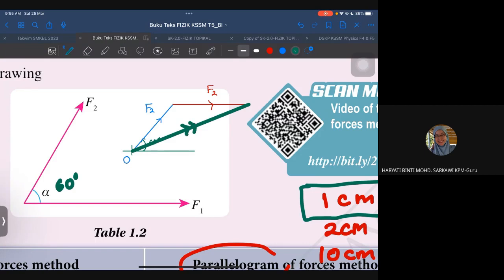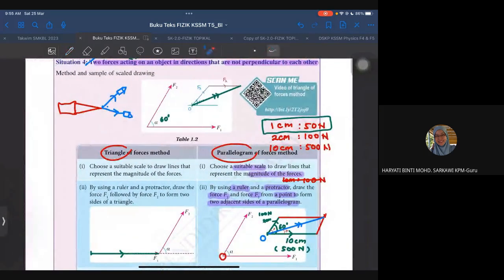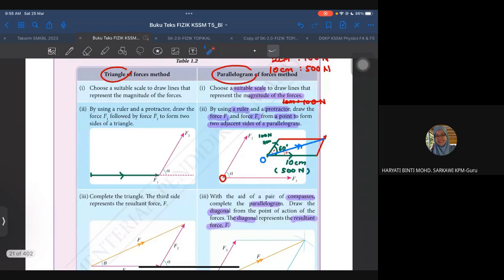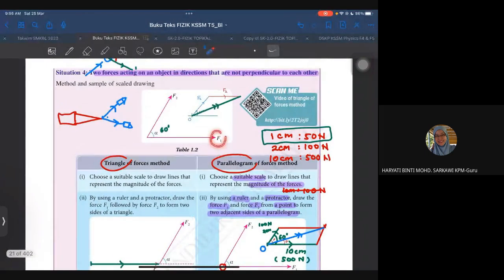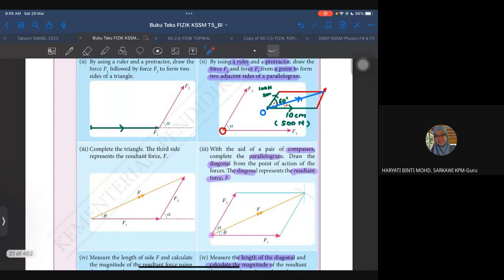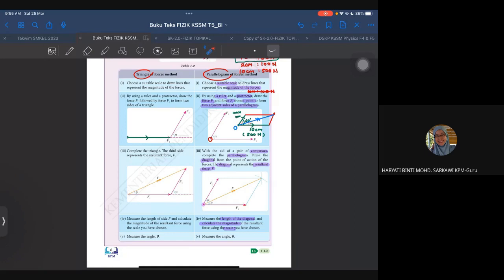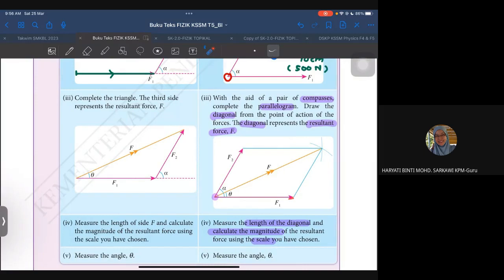Can you see that? So this is the other half, the other part of the triangle. This triangle is actually the same as this part. Can you understand? Which means you can start with any force. You can start with F1 and continue with F2, or you start with F2 and continue with F1, to complete your triangle. That is the triangle method. Whether you use the triangle method or the parallelogram method, you will get the same resultant force. The magnitude will be the same, the direction will be the same. It means that the angle in between the force will also be the same. What I mean is in between the reference.